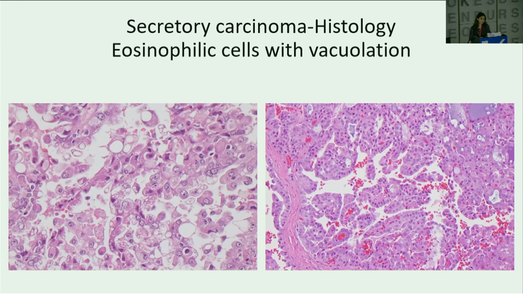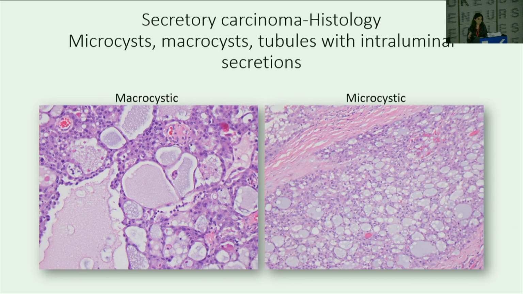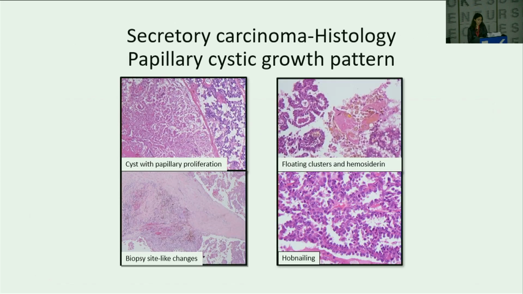So secretory carcinoma is histologically composed of these eosinophilic cells with vacuolation, and they can show different growth patterns: microcysts, macrocysts, with tubules and follicles and intraluminal secretions. And now we know that the papillary cystic pattern is actually likely a growth pattern of secretory carcinoma and not acinic cell carcinoma. This pattern shows cystic formation with biopsy-site-like degenerative changes, floating papillary formations, and hobnailing.